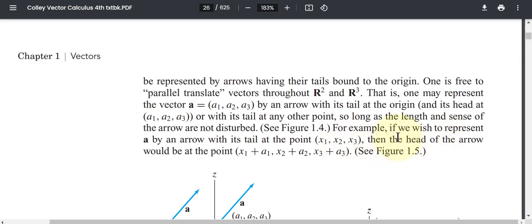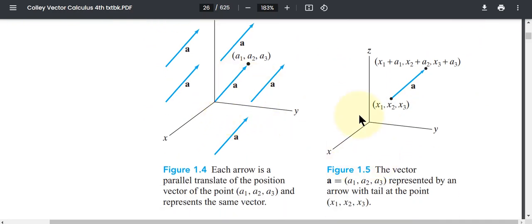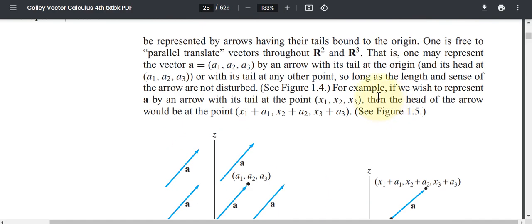For example, if we wish to represent A by an arrow with its tail starting here, do they show us that? So here we had, I guess, this A, but now we can also move it so that the origin of this A is not here, but starts over here, but it still points in the same direction and has the same length. So, for example, if we wish to represent A by an arrow with its tail starting here, then the head of the arrow, where would it be?